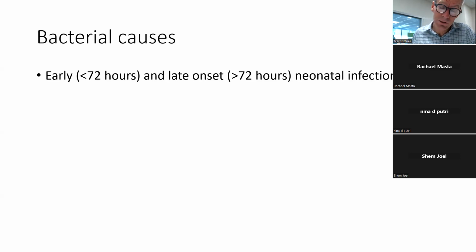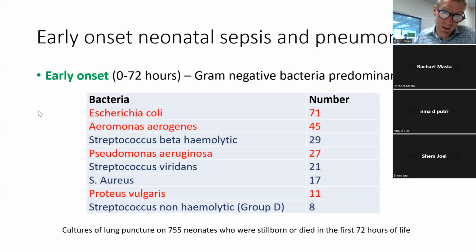Late neonatal sepsis that occurs after 72 hours may also be related to chorioamnionitis or aspiration of infected liquor. It may be, and it's just manifesting a bit later, but the etiology is a little bit different. And so we'll talk a bit about that.